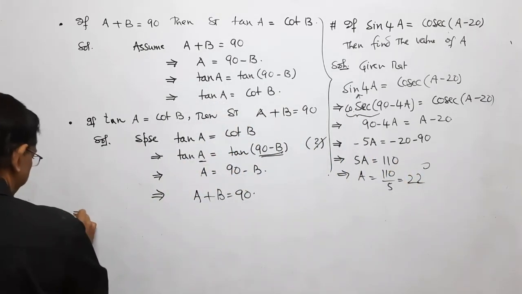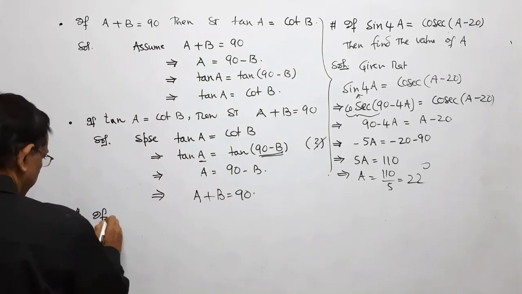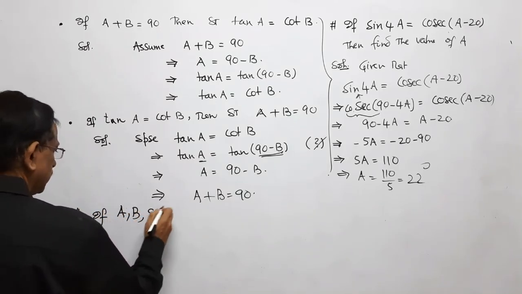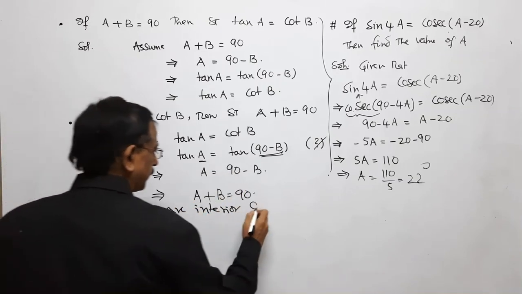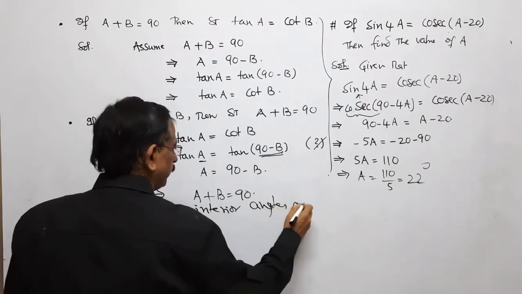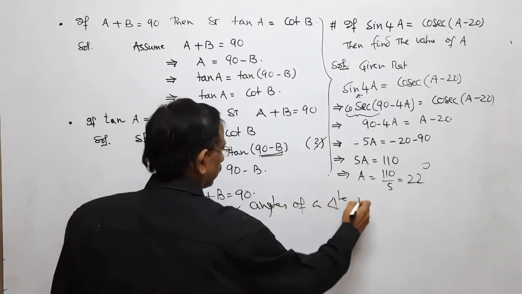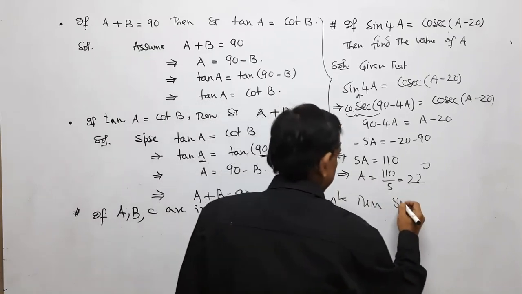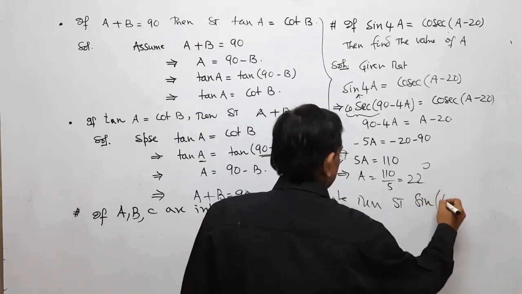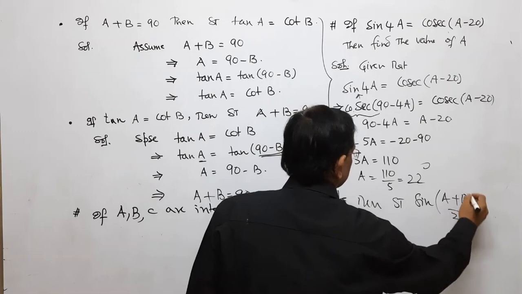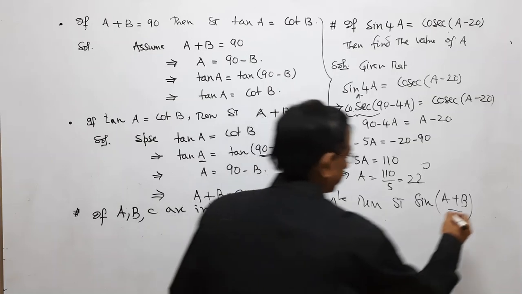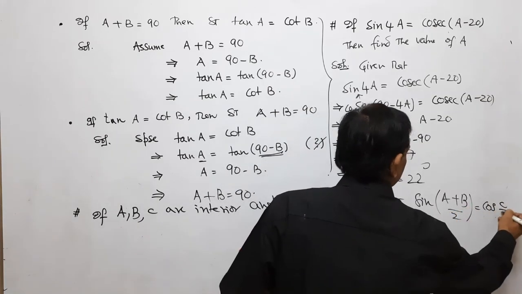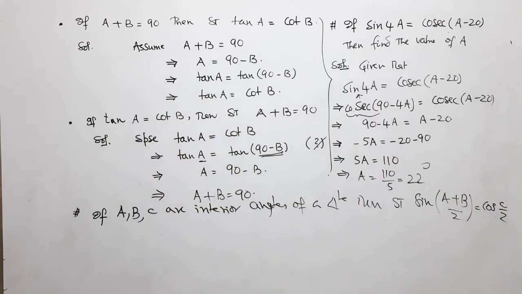And I will wind up with an interesting problem. If A, B, C are interior angles of a triangle, then show that sine of (A plus B) by 2, very simple, is cos C by 2. Sine of (A plus B) by 2 is cos C by 2.